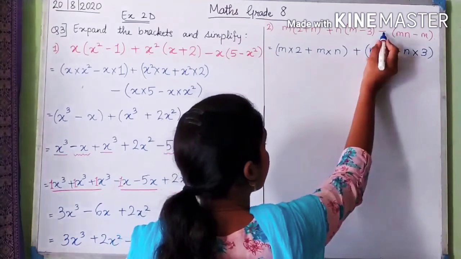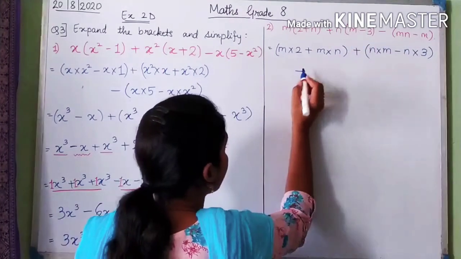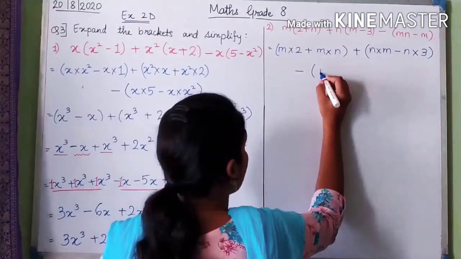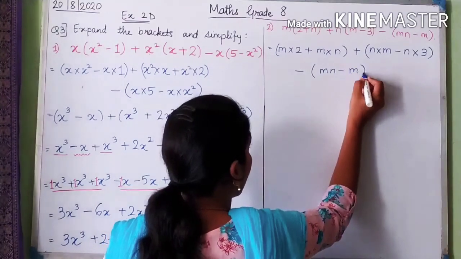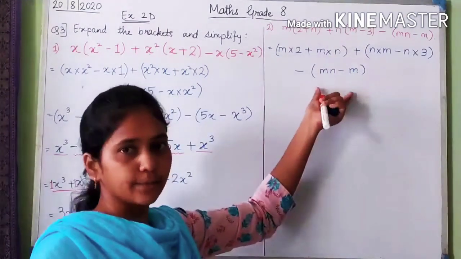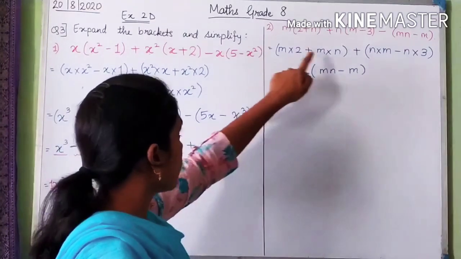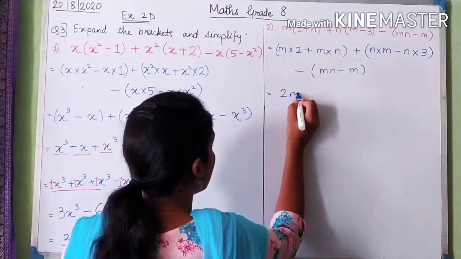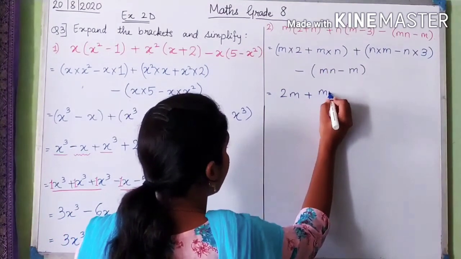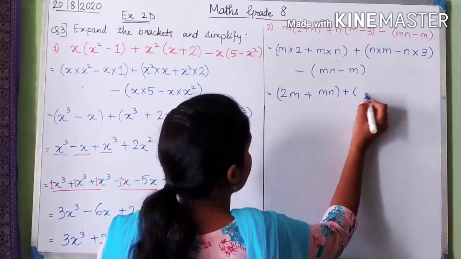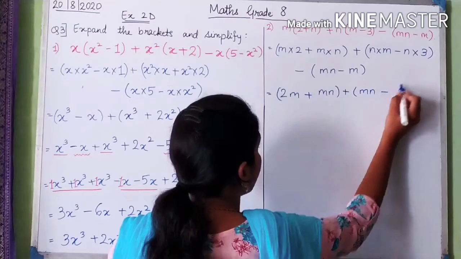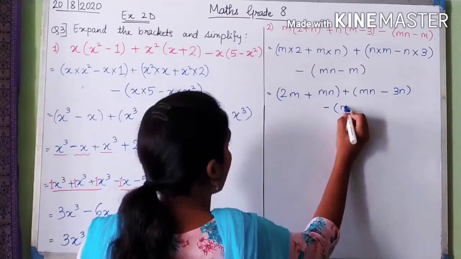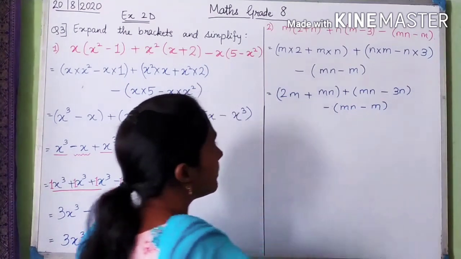Now for the third expression, before the third expression there is a negative sign. So I put a negative sign and there is nothing to be multiplied with the third bracket. So I keep it as it is. mn minus m. Okay. So these were the 3 expressions which we have. Now I multiply each term. So I get m into 2 is 2m plus m into n is mn. Then n into m is mn, minus 3 into n is 3n, minus mn minus nm would be as it is.